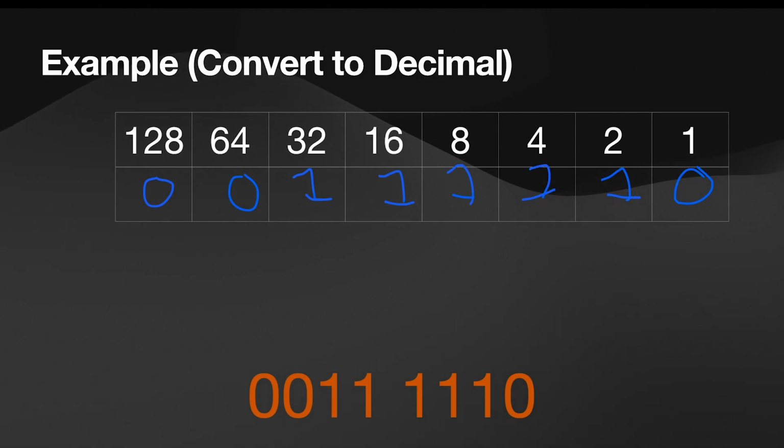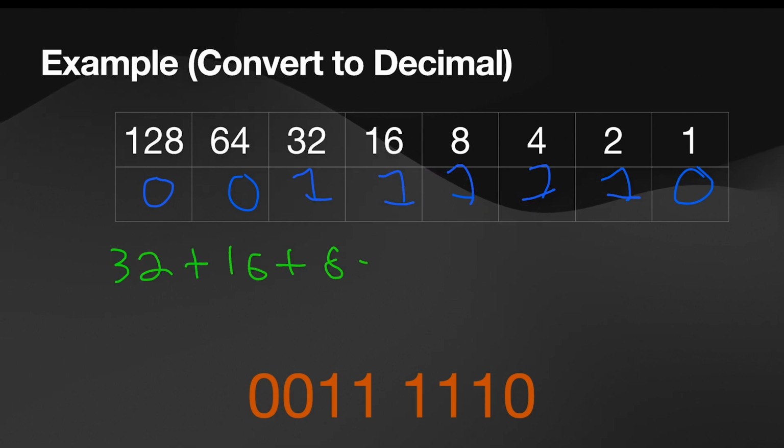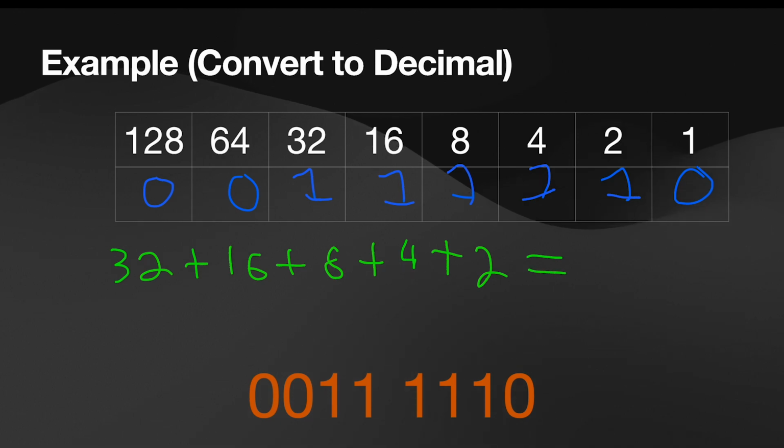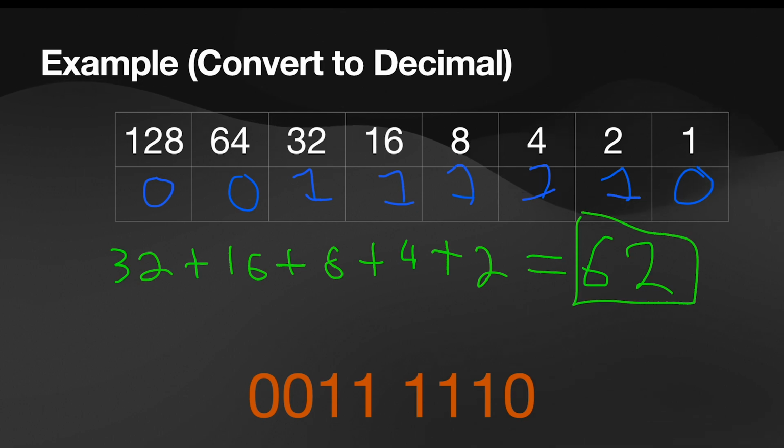And then again, we just need to add these up. 32 plus 16 plus 8 plus 4 plus 2. And what does that equal? 32 plus 16 plus 8 plus 4 plus 2. That is 62. So we successfully just converted from hexadecimal to decimal right here. So not too difficult.